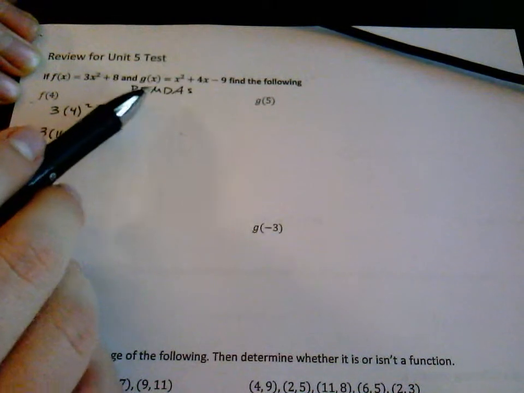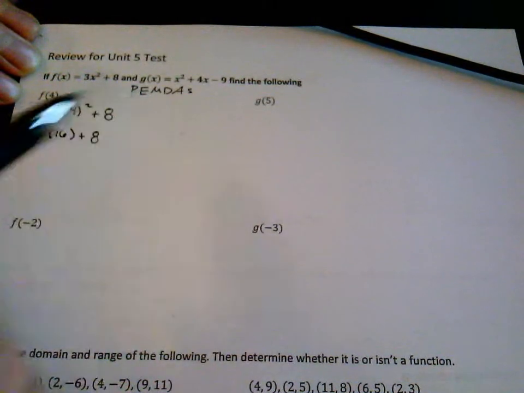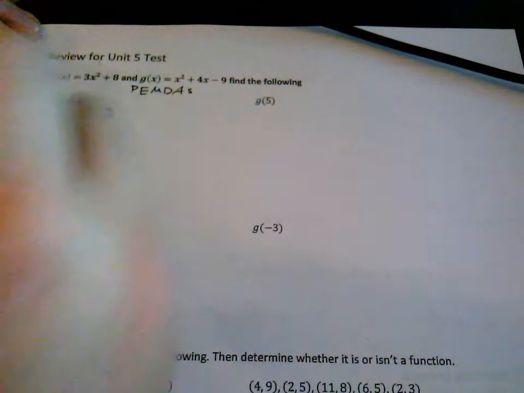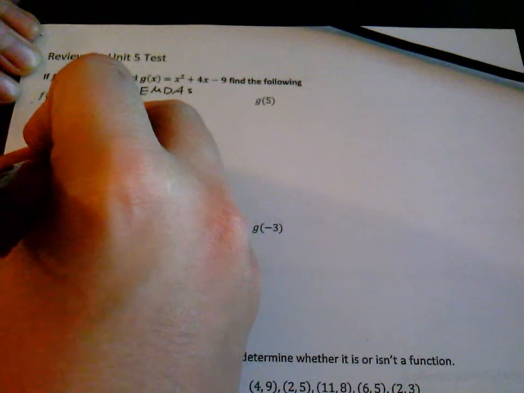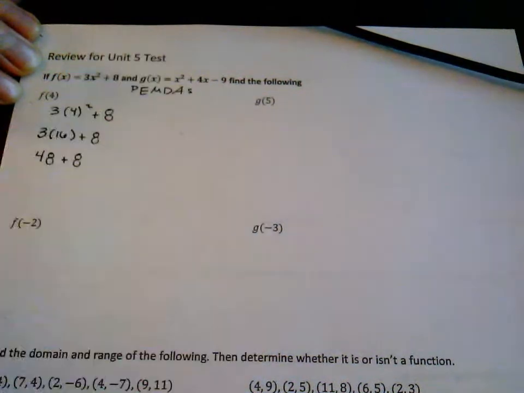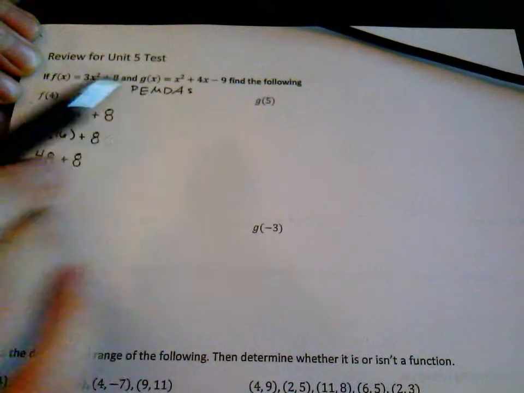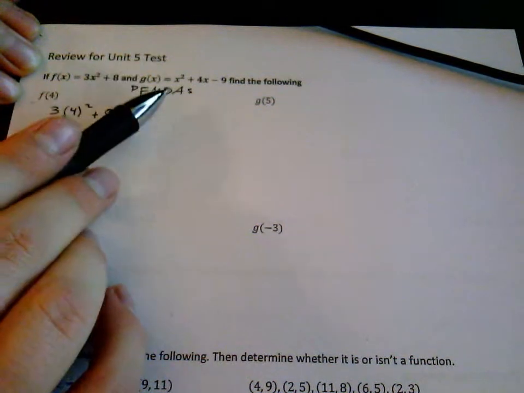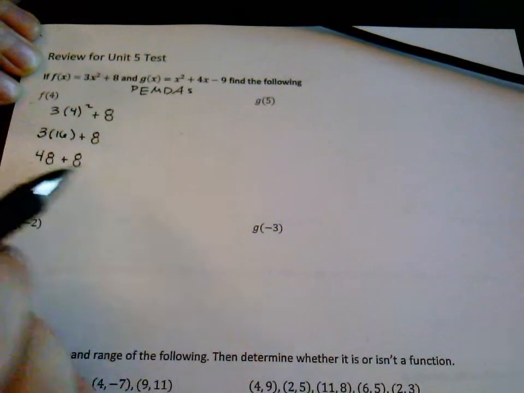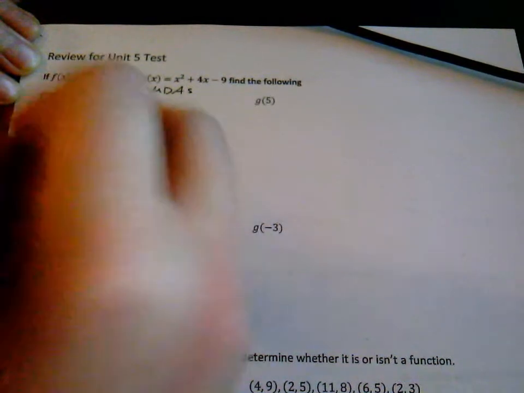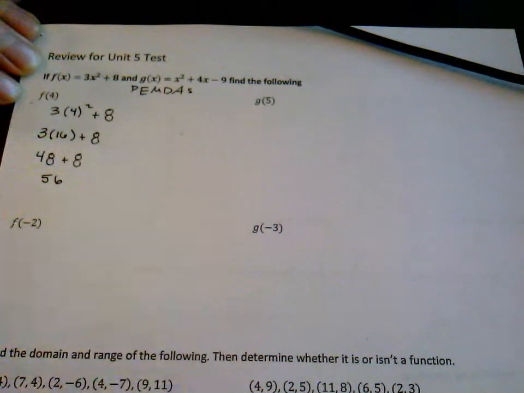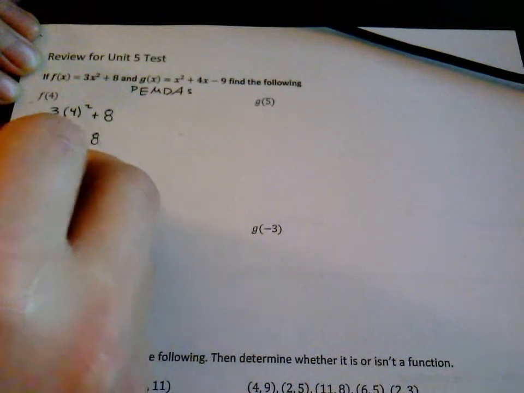The next letter is m, that's multiplication. So now it's 3 times 16, so that's 48, plus 8. Then we go to division. Well, we don't have any division. Then we go to adding and subtracting. Well, we do have adding, so it'd be 56. Okay, because 48 plus 8 is 56.